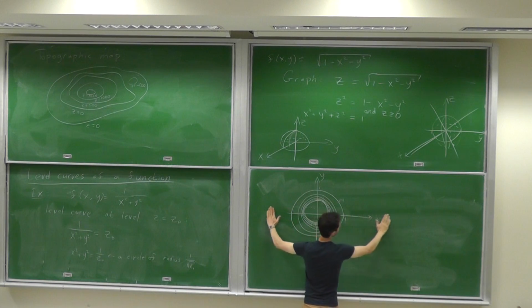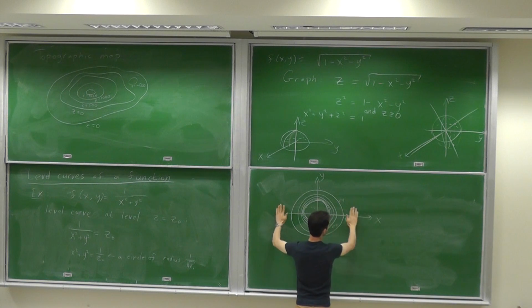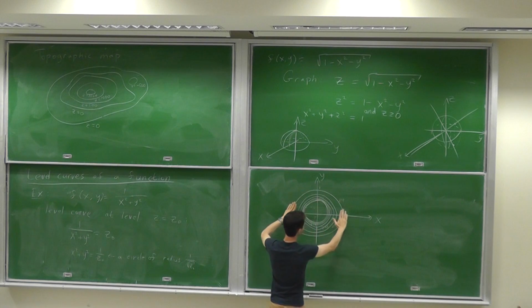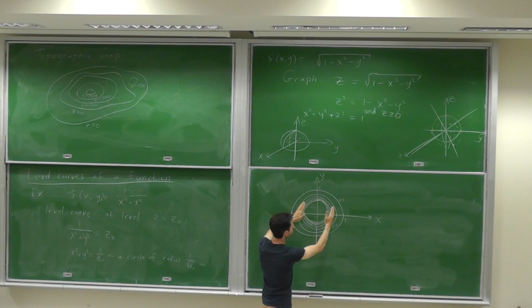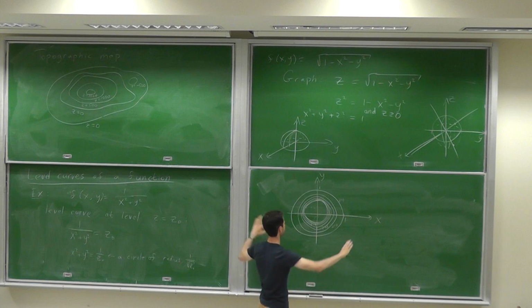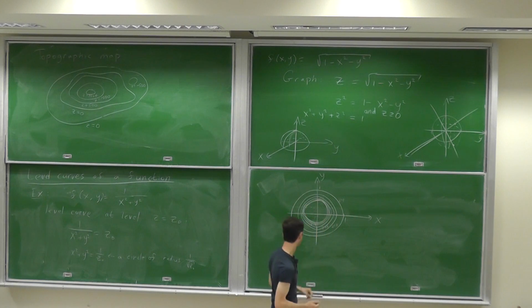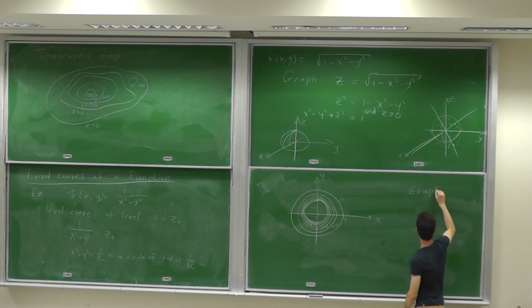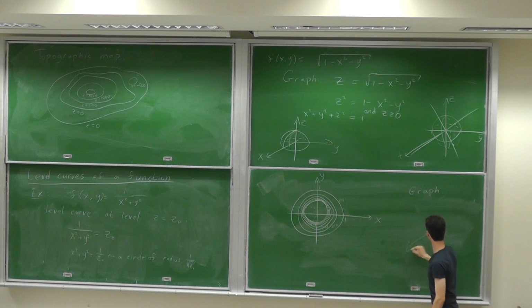So here it is almost on the board, on top of the board. As you come closer and closer to the origin, the height above the board is larger and larger. So you should imagine some mountain peak like this. So the corresponding graph might look somewhat like this.